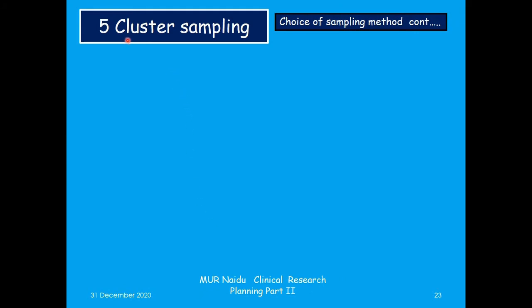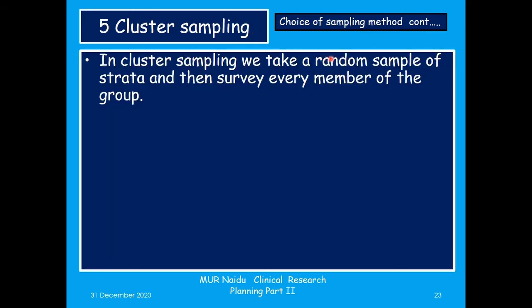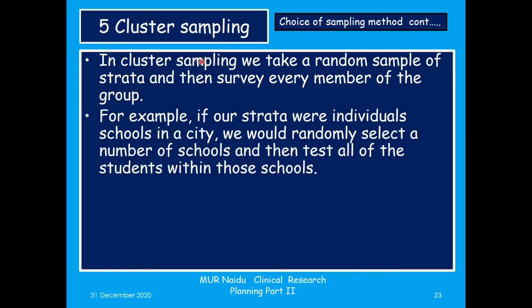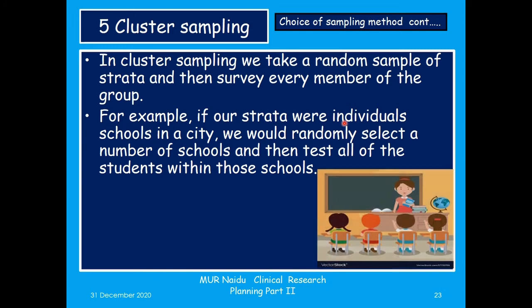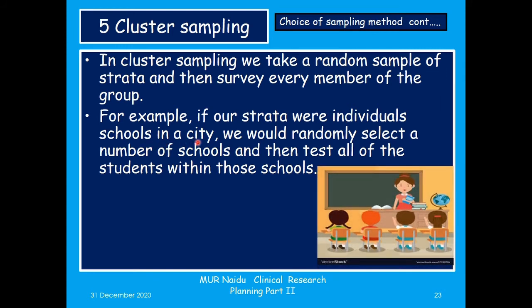Last is cluster sampling. In cluster sampling, we take a random sample of strata and then survey every member of the group for the selectivity. For example, if our strata were individuals from a school in a city, we would randomly select a number of schools and then test all of the students within those schools to select them as our participants.